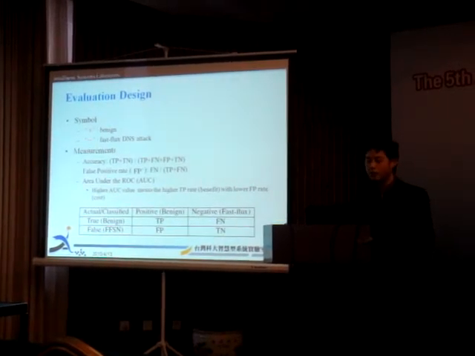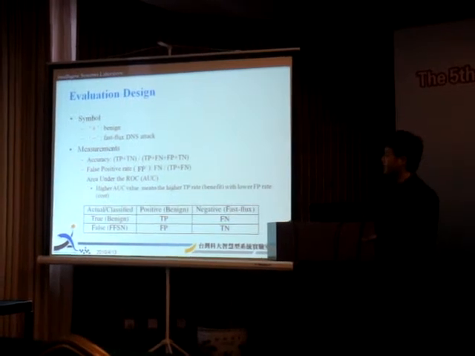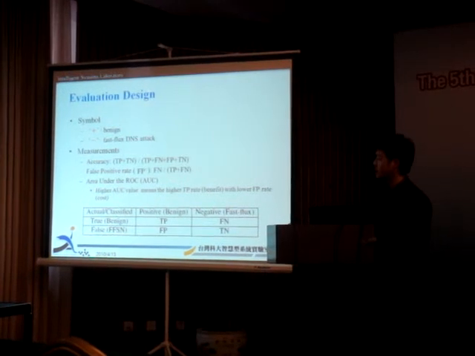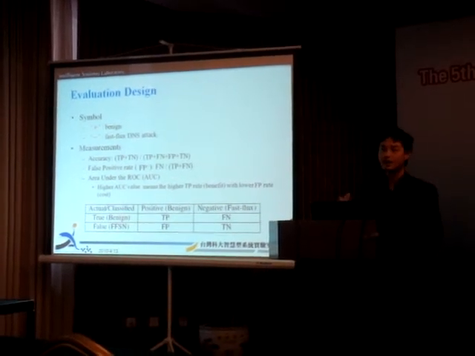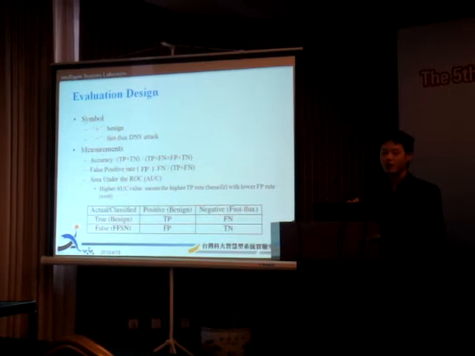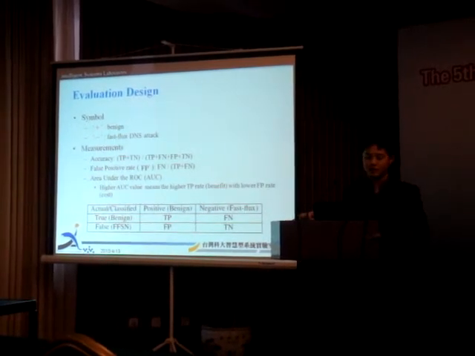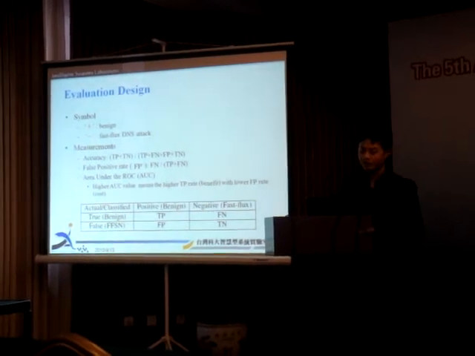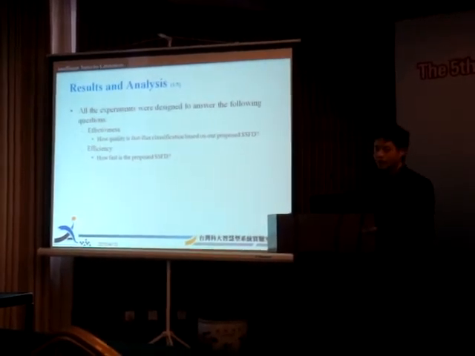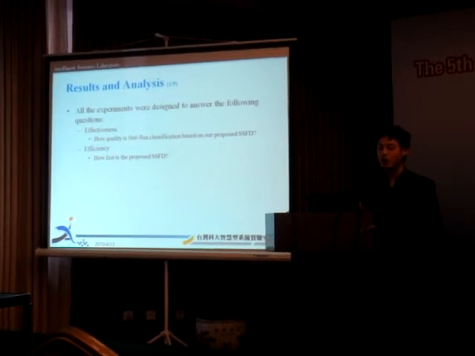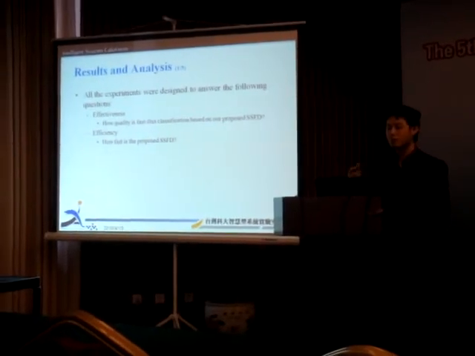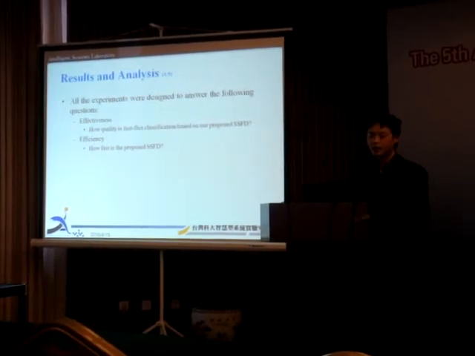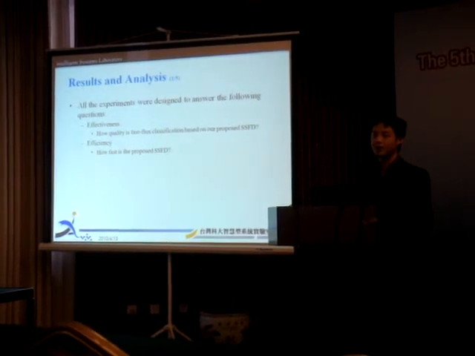Okay, we use three measures. The first one is accuracy. The second one is false positive rate. And the third one is the ROC curve. The ROC curve is a confidence degree to let us know how confident we are in this decision. Following is the confusion matrix for both calculations. And our experiment goal is to answer two questions: first, how effective is our method, and the most important thing, how efficient is our proposed method.